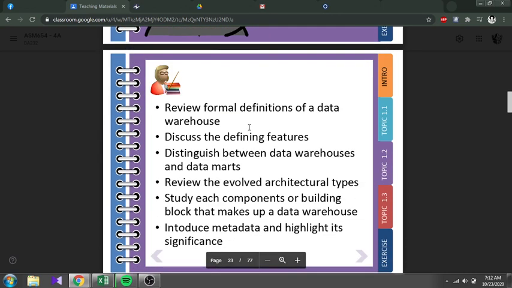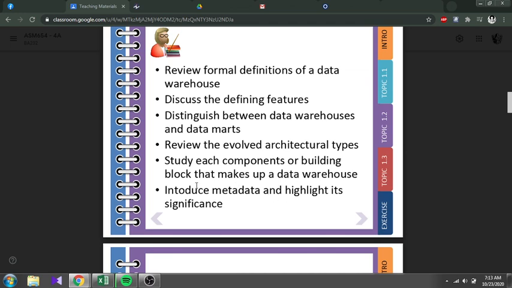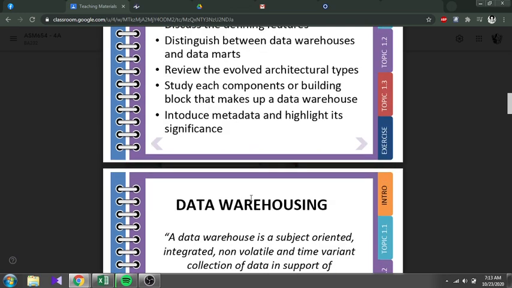Okay, in this chapter we will learn about the definition of a data warehouse and discuss its defining features. Then we distinguish between data warehouses and data marts, which is another term. We review the evolving architectural types, study each component or building block that makes up our data warehouse, and then introduce metadata and highlight its significance.